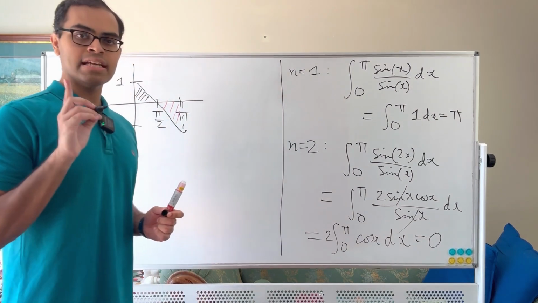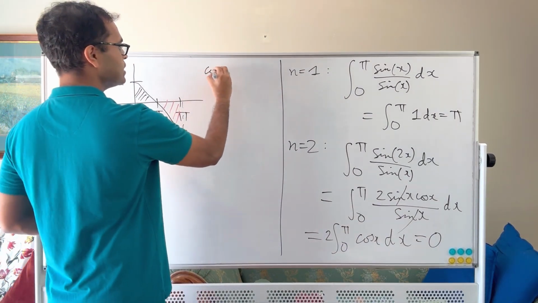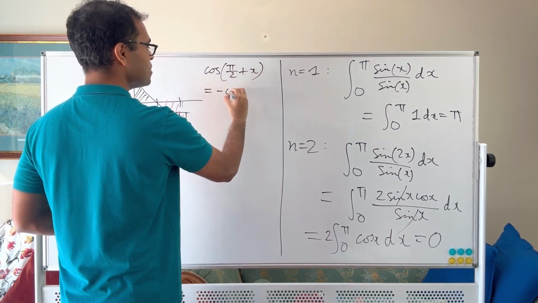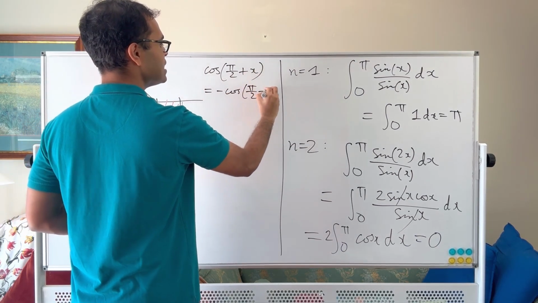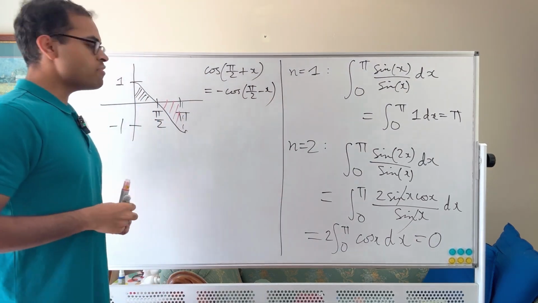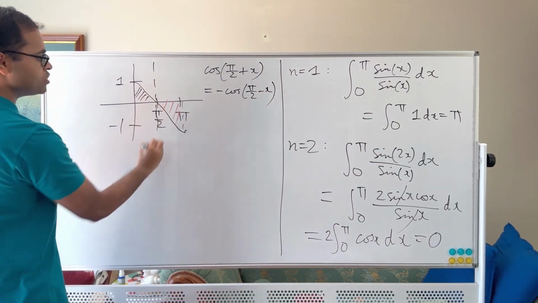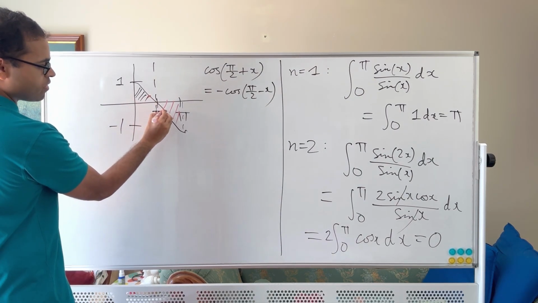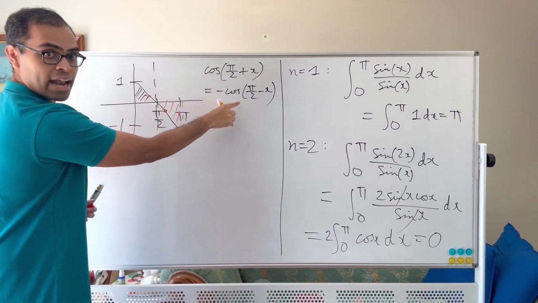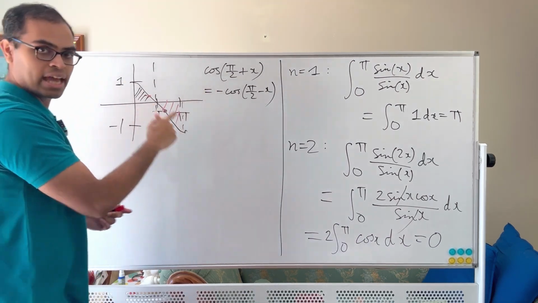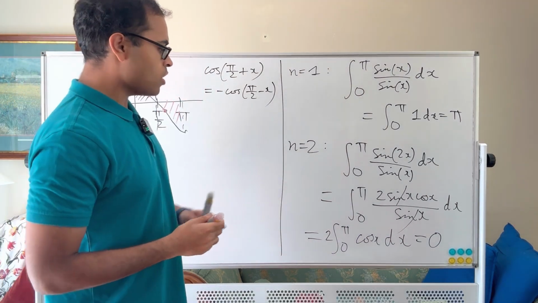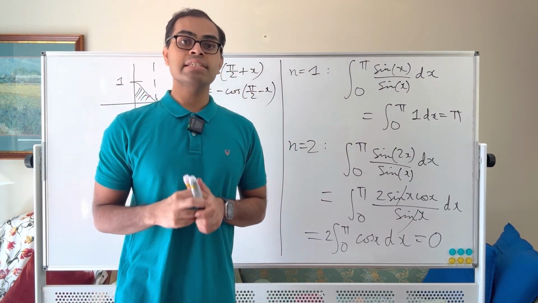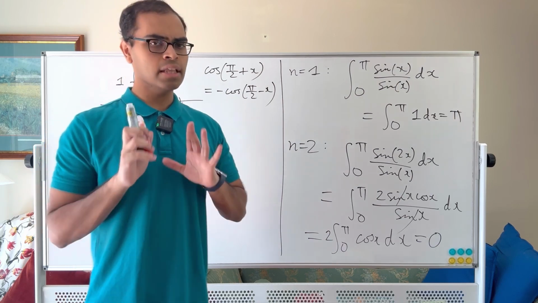And the crucial property that governs the symmetry is the following. It's that cosine of pi over 2 plus x is equal to minus the cosine of pi over 2 minus x. So if we imagine the graph at pi over 2, there is a symmetry that basically if you take some value here, it's going to be the negative of the value here. That's what that identity is telling us, and that implies there is a cancellation. Now that's pretty interesting because the integral is 0 here, but pi for n equals 1. So that may suggest that it has something to do with being even or odd. So let's explore that.